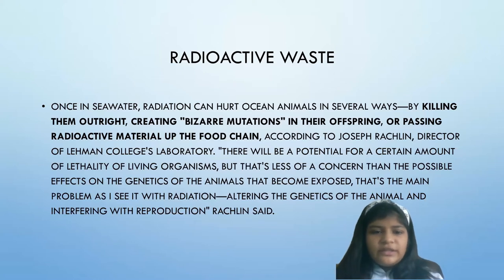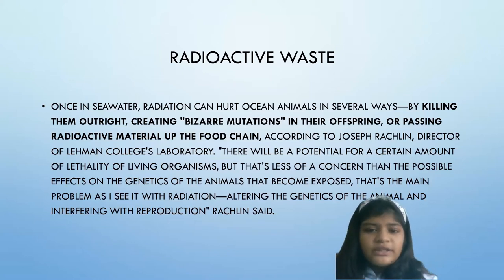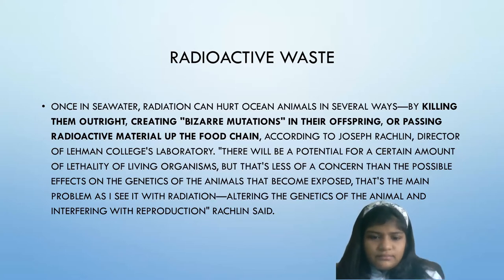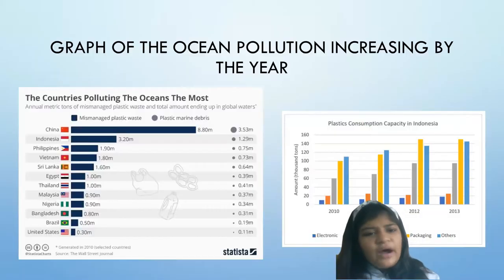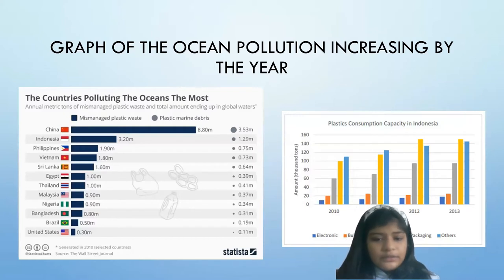Radioactive waste. Once in seawater, radiation can hurt our ocean animals in several ways, by killing them outright. Sewage. There are billions of people on Earth, so treating sewage is a big priority. This is a graph of ocean pollution increasing over the years.